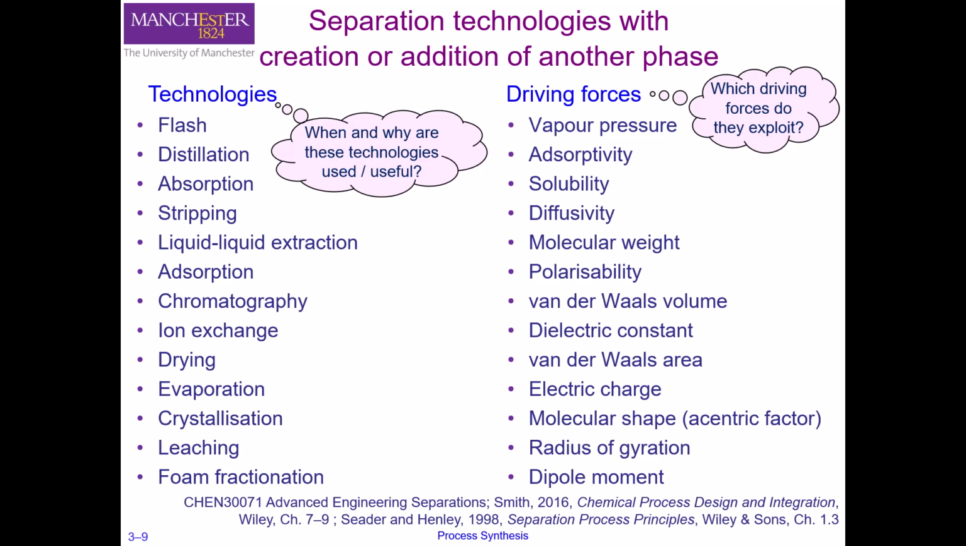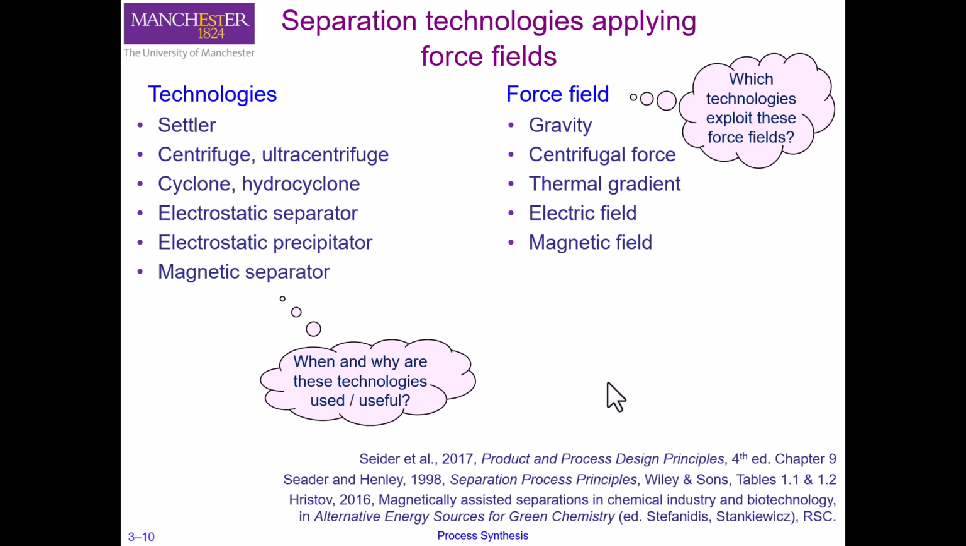The important point is that if you want to separate certain component, you need to identify differences in their properties, okay, and then find out which technologies can exploit those property differences in the best way, and then we select that separation technology. So in addition to exploiting driving forces, we can also use force fields to amplify the driving forces. Okay, for example, we can use gravity or centrifugal forces. We can amplify the differences in density.